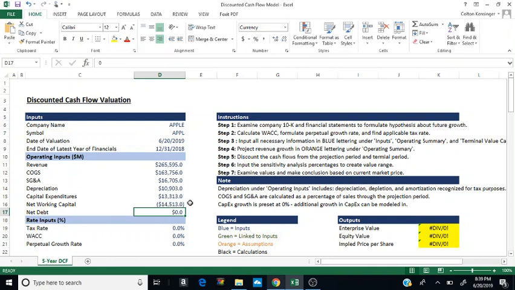And then for our net debt as well, this is going to be another formula. It's going to be short-term debt plus long-term debt minus our cash and cash equivalents. So this is basically showing the total amount of debt minus the amount we could technically pay off if we wanted to today.